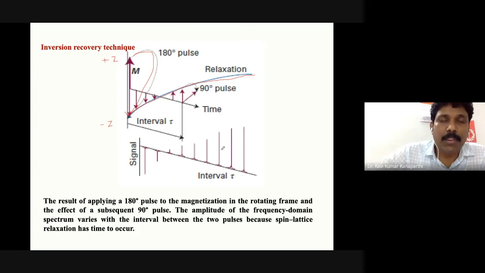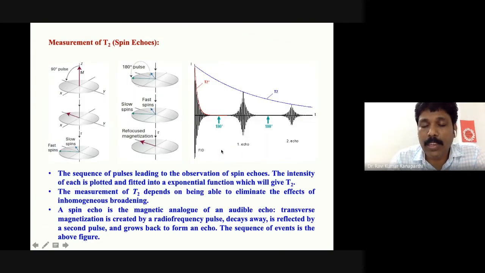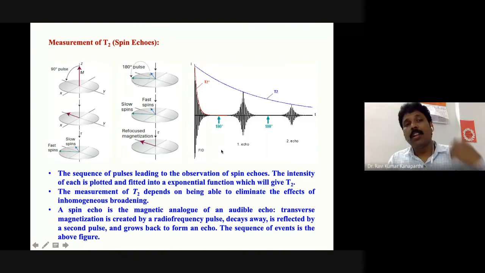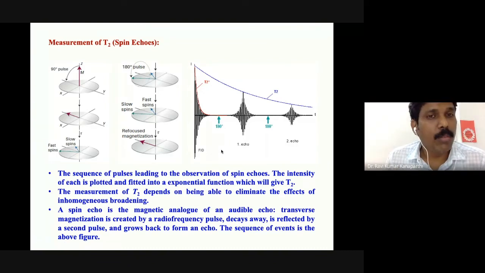So after applying the 180-degree pulse, we are trying to recover the signal in the xy plane. It is slowly growing, right? That is why it is called an inversion recovery technique, and in this fashion we can measure the T1. What about T2? Well, T2 also can be measured, but by using different pulse sequences.